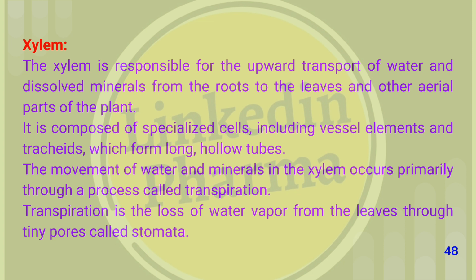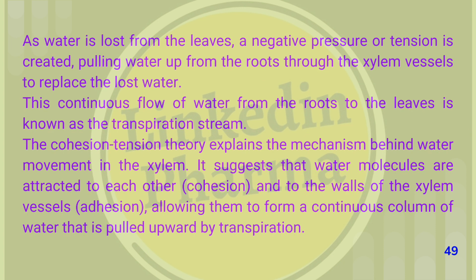The movement of water and minerals in the xylem occurs primarily through a process called transpiration. Transpiration is the loss of water vapor from the leaves through tiny pores called stomata. As water is lost from the leaves, a negative pressure or tension is created, pulling water up from the roots through the xylem vessels to replace the lost water. This continuous flow of water from the roots to the leaves is known as the transpiration stream.